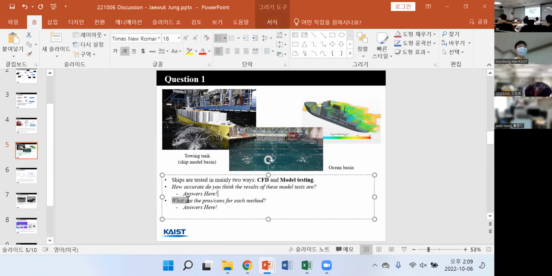So my other question is, how accurate do you think the results of this model test are? Do you think it is accurate or not? I think the CFD maybe is accurate, but you should trust more the model testing because there are external factors that maybe are not included in the CFD. Also, modeling is much more accurate. I would say this. Oh, okay.